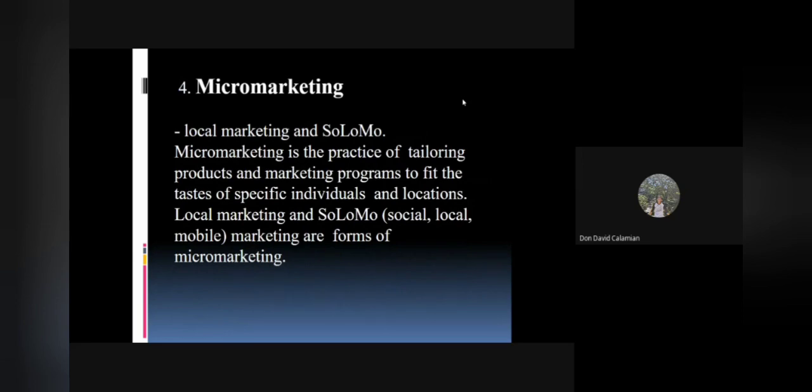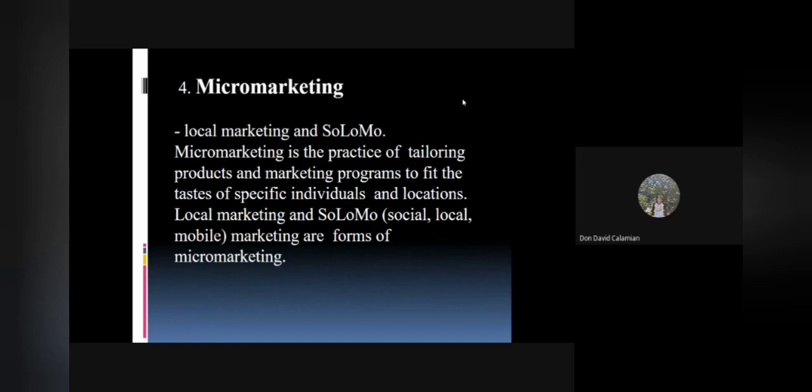So next is micro marketing. So local marketing and micro marketing is the practice of tailoring products and marketing programs to fit the taste of specific individuals and locations. So local marketing and solo marketing are forms of micro marketing. So kanisha is an approach to advertising that only targets a specific group of people in a niche market. So these markets have specific traits such as their location, age, interests, income, and buying behaviors and occupations.